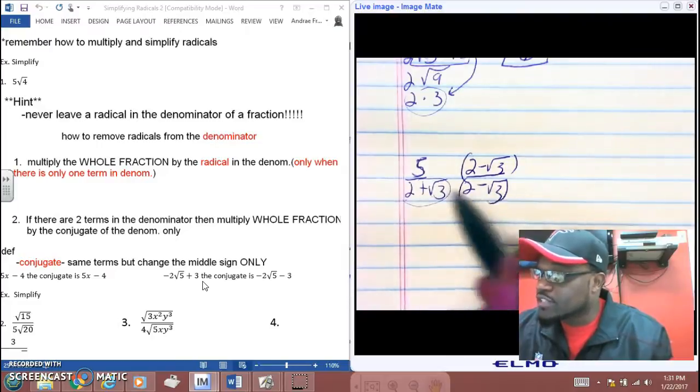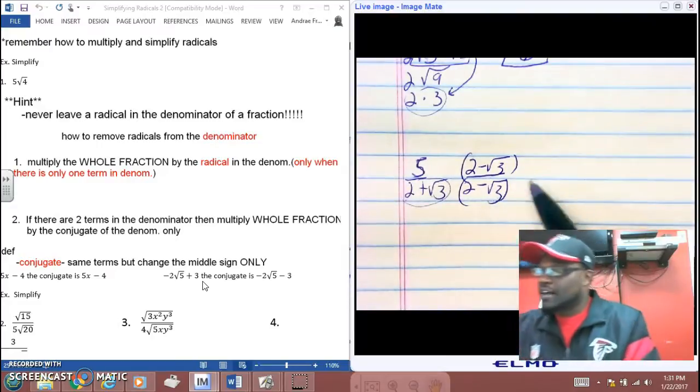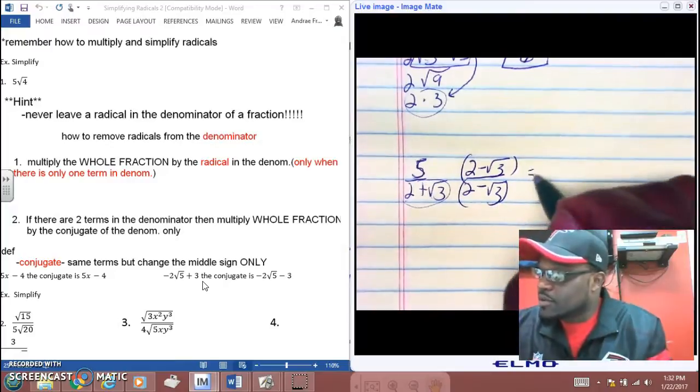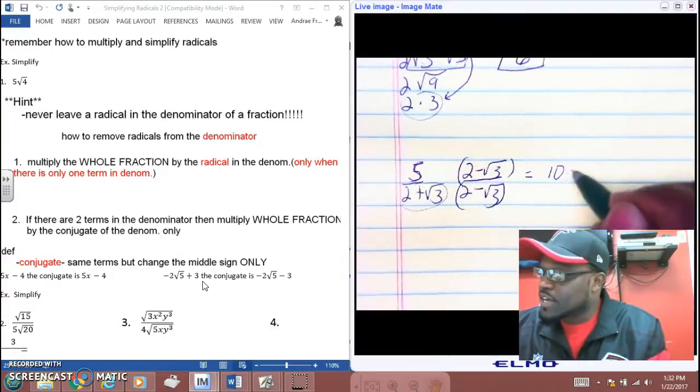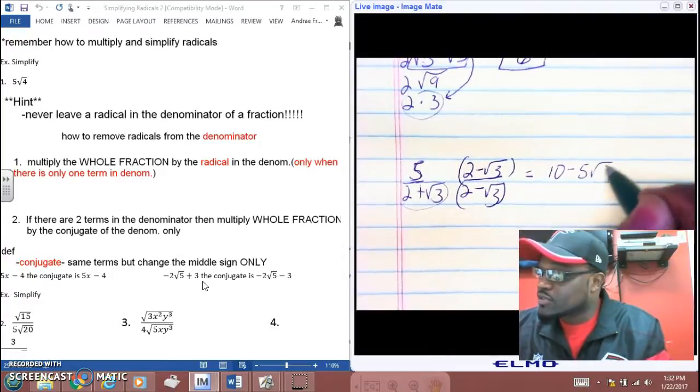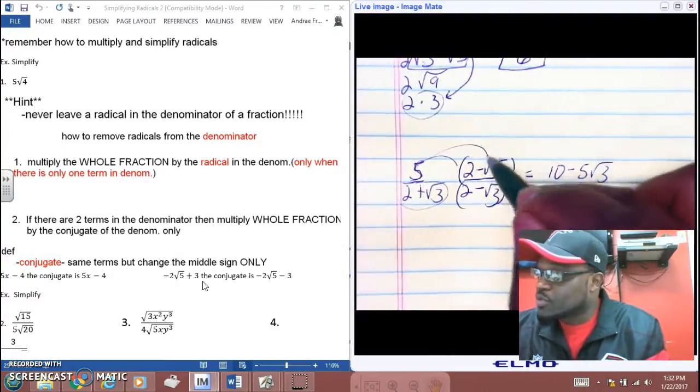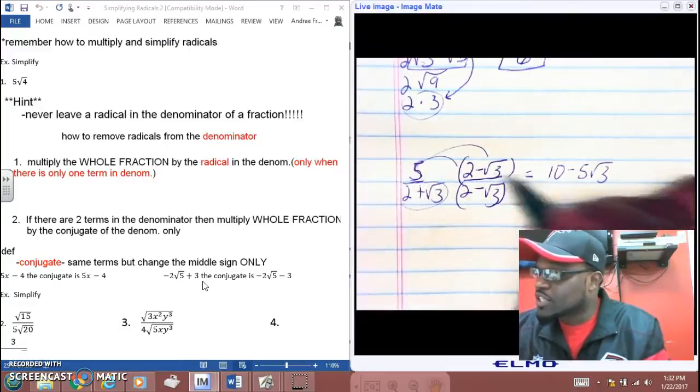Now, the reason for that is going to happen when I multiply down here. But in my numerator, I'm going to simply get 5 times 2, distributive property, and 5 times negative radical 3 is minus 5 square root of 3. This is the distributive property. Remember, there's a 1 in front of there. I didn't do 5 times 3 to get square root of 15.